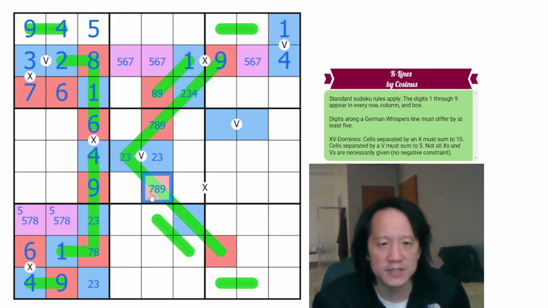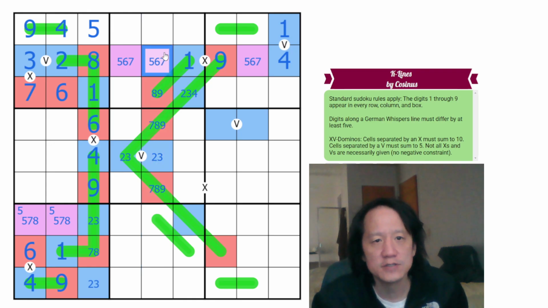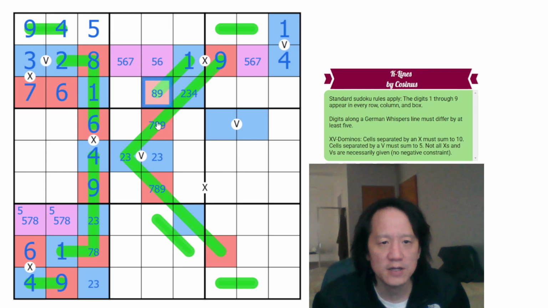Therefore, we have a 7, 8, 9 triplet in column 5, which means the rest of the column cannot contain 7, 8, or 9. So this can't be 7. In addition, we know this is 8 or 9, so therefore one of these two has to be a 7. 3 can never be next to a 7 on a German whisper line, therefore this must be 2. This must be 3.